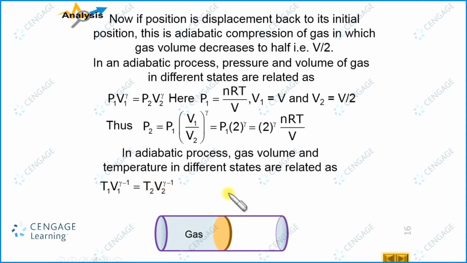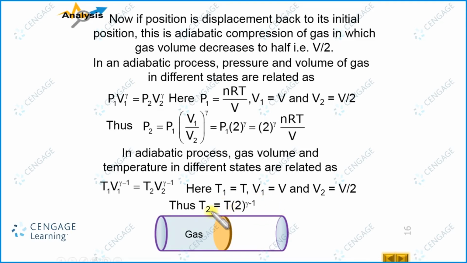Now we can find the final temperature. So let us substitute this value. Final temperature should be equal to T2 equal to T times 2 to the power gamma minus 1. This is the final temperature.